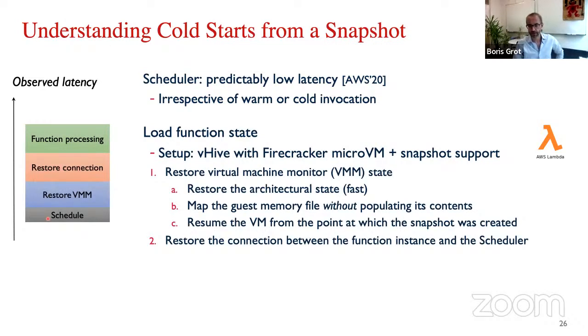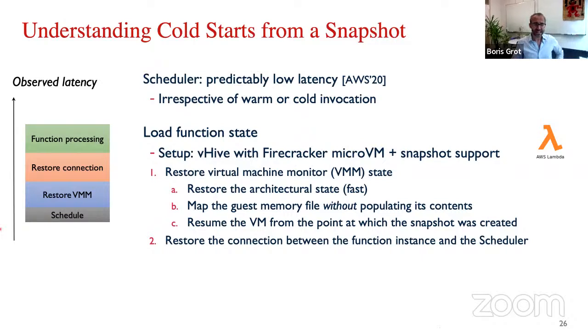We're going to restore the virtual machine monitor, which means we're going to restore the architectural state. That's really fast. That's basically the registers that are used by the CPU. We're going to map the guest memory file. Those who know Linux, this is like mmap. We're saying, here is the snapshot on disk, and here is the memory region to which the snapshot corresponds. That's just saying here is the memory region into which we're going to bring in the stuff from disk. We're not actually going to read it from disk, because that's a lot of memory, some of which is not actually useful. We're just telling Linux where to find the stuff on disk and where to put it in memory when it's necessary. And we're going to resume the virtual machine from the point at which the snapshot was created.